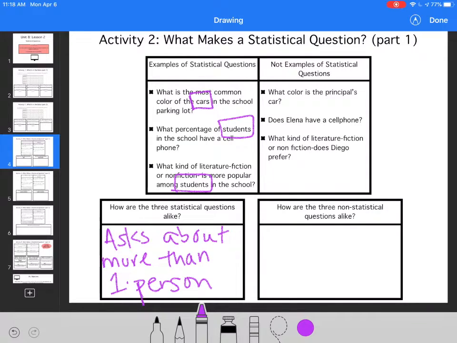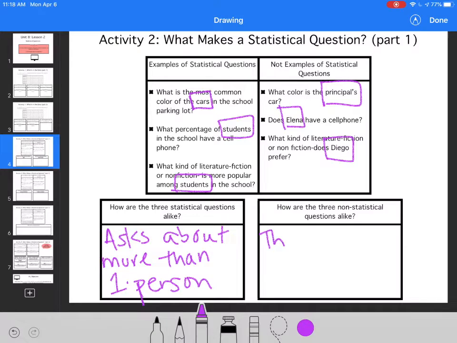Okay, so then what is the color of the principal's car? So that's only one person. Does Alina have a cell phone? That's one person. And what kind of literature, fiction or nonfiction, does Diego prefer? So that's just one person. So how are the three non-statistical questions alike?